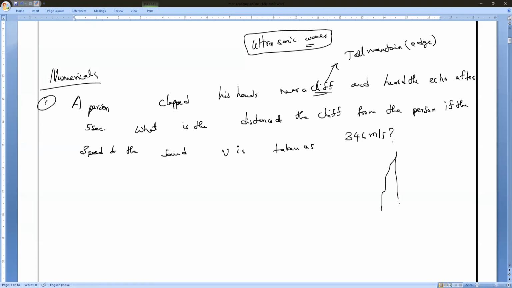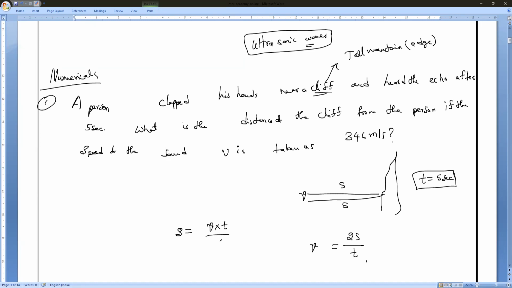Now you have taken the mountain, the sound going and as well as coming, total time. So going distance is s, coming distance is s. So total distance is 2s. So 2s by time equals speed. Time is equal to how many seconds? 5 seconds. So now we want distance. So distance is equal to speed into time divided by 2. So speed is 346, time is 5 seconds, divided by 2. Solve fast and tell me, everybody.